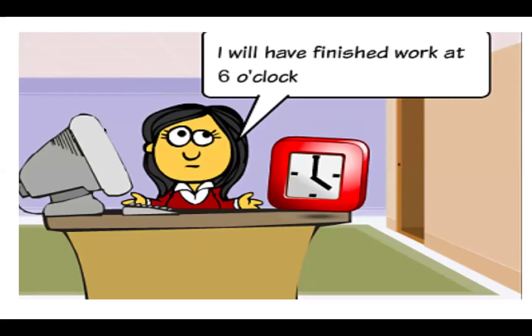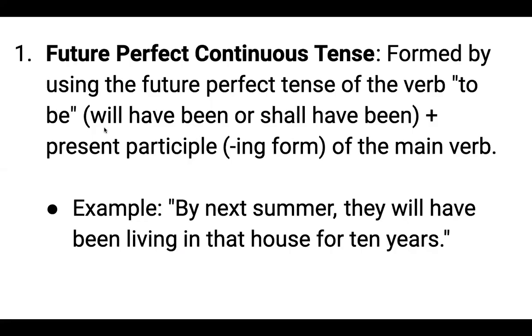Okay, coming to the next one, which is called the future perfect continuous tense. When we talk about future perfect and future perfect continuous, we find a little difference here. The future perfect continuous tense is formed by using the future perfect tense of the verb to be, that is will have been or shall have been, plus the present participle, the ing form of the main verb, right?